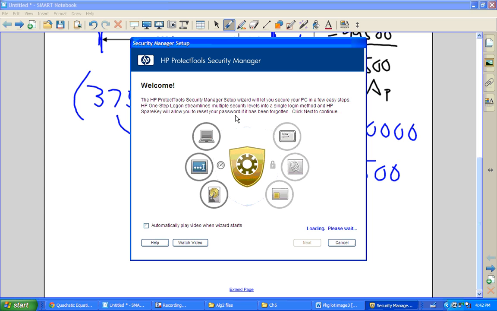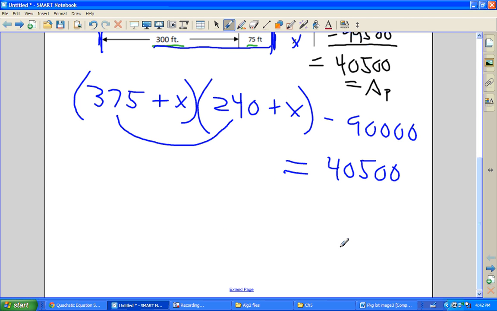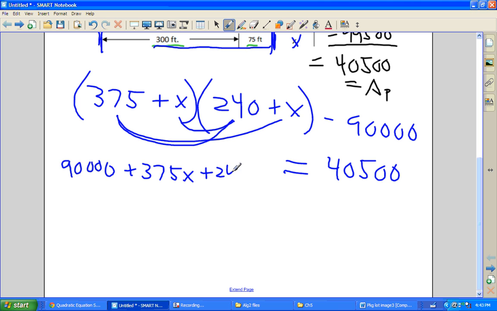375. We already did it, but let's just be sure here. Okay, 375 times 240 gives me 90,000, which is one term of my polynomial. Now I'm going to do this times this, and I'm going to get 375x. I'm going to go this times this. I'm going to get 240x. And I'm spilling onto another line again, but I'm going to have my x squared term.